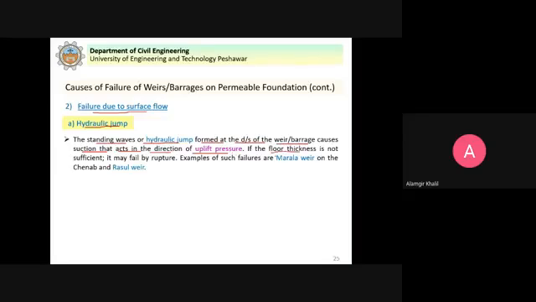If the floor thickness is not sufficient, it may fail by rupture. Examples of such failures are Marala weir on Chenab and Rasool weir. This happened because of the hydraulic jump.